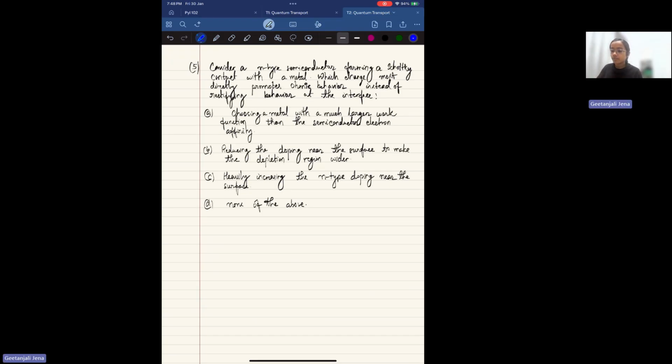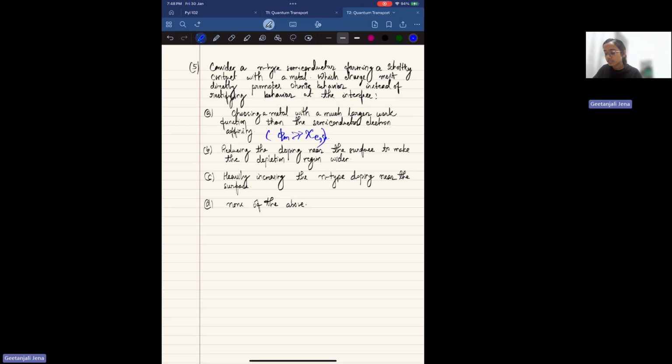Question number 5. Consider an n-type semiconductor forming a Schottky contact with a metal. Which change most directly promotes ohmic behavior instead of rectifying behavior at the interface? Option A, choosing a metal with a much larger work function than the semiconductor electron affinity, so phi m is much greater than the electron affinity of the semiconductor. Option B, reducing doping near the surface to make the depletion region wider. This also doesn't seem correct.